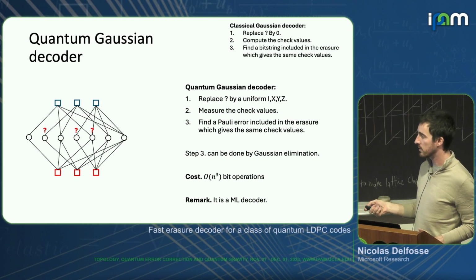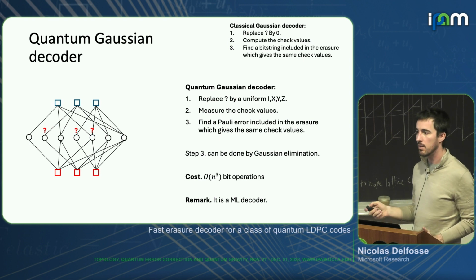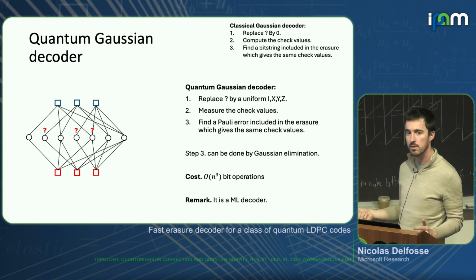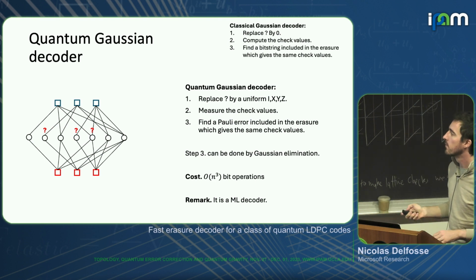And we can prove that it's an ML decoder. Proving that is a bit more complicated than in the classical setting. There is some subtlety because of the equivalence between errors. Errors are equivalent up to a check, up to a stabilizer, but we still have this property.